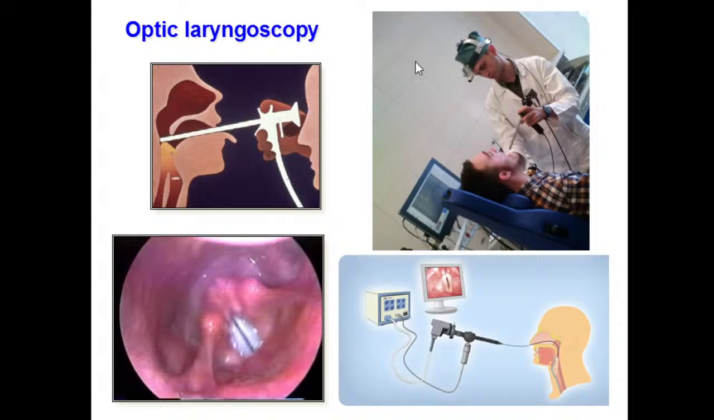And for observation, for some diagnostic manipulations, we can use optic laryngoscopy. Either a flexible fiberoptic laryngoscope or a rigid optic may be used. And of course, this procedure does not require general anesthesia, maybe just local anesthesia. During this investigation, you can see such a picture. It is a normal larynx, just a picture of a healthy larynx.